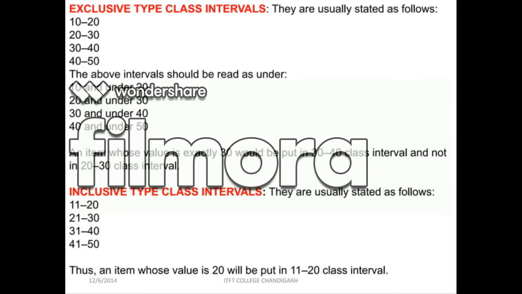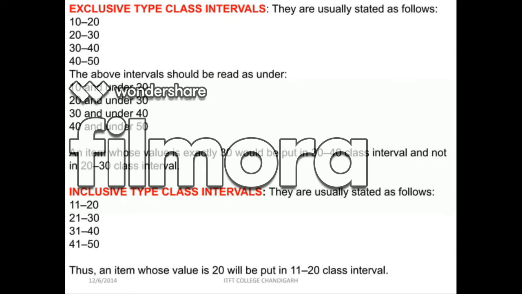However, inclusive type class intervals are usually stated as follows: 11 to 20, 21 to 30, 31 to 40, 41 to 50. Thus, an item whose value is 20 will be put in the 11 to 20 class interval.